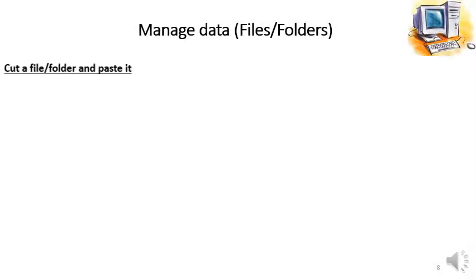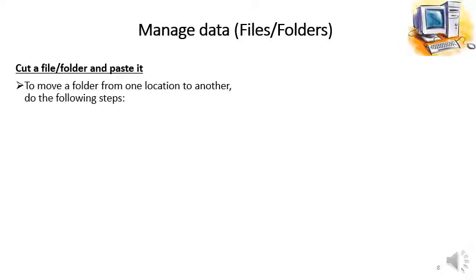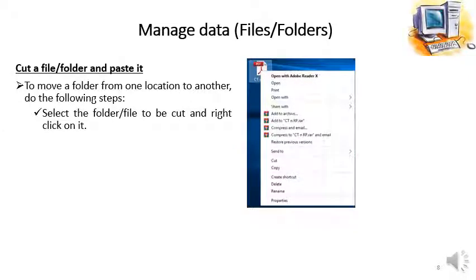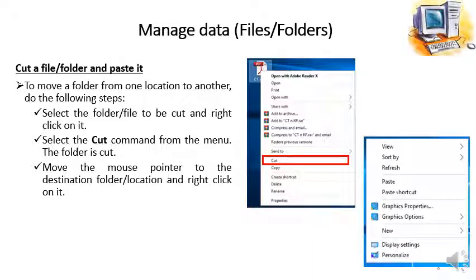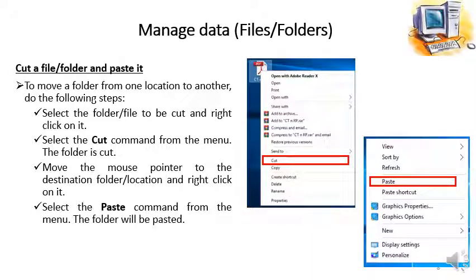Now cut a file or folder and paste it. You already know the difference between copy and cut commands. So to move a folder from one location to another, do the following steps. Select the folder or file to be cut and right click on it. Select the cut command from the menu. The folder is cut. Move the mouse pointer to the destination folder location and right click on it. Select the paste command from the menu. The folder is pasted.